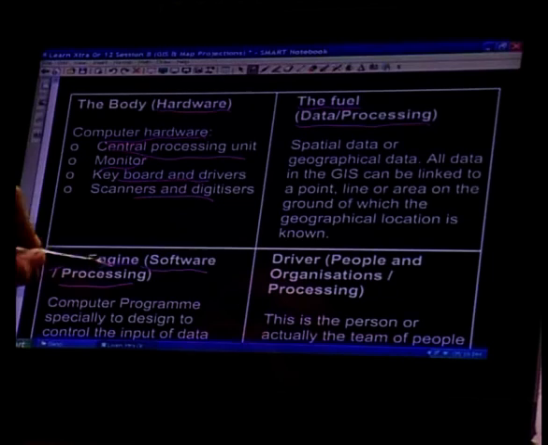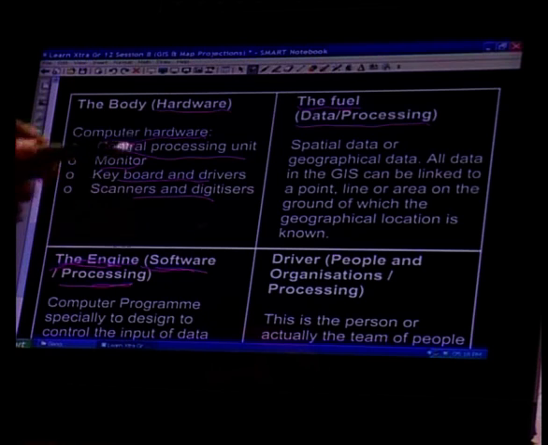So the engine itself becomes the software where it's being processed. Okay? So we looked at the body, which is the body of the car, which is the hardware, and we looked at the engine, which is the software, the programs. Once we got that set, we're looking at the fuel of the car, which makes it actually go, and that would represent your data, your information.